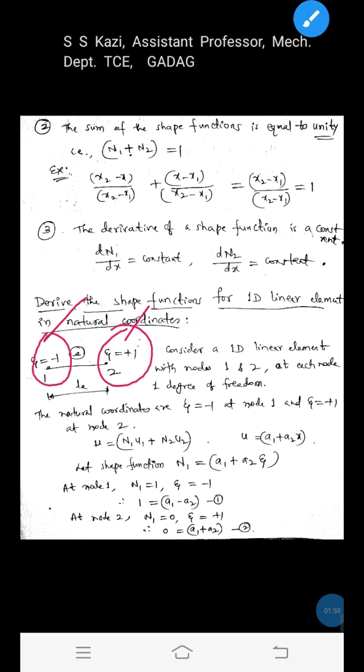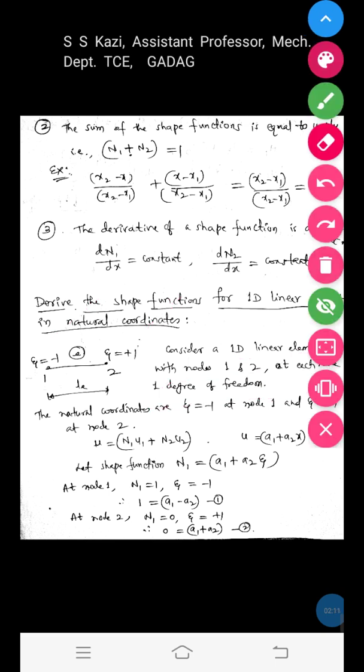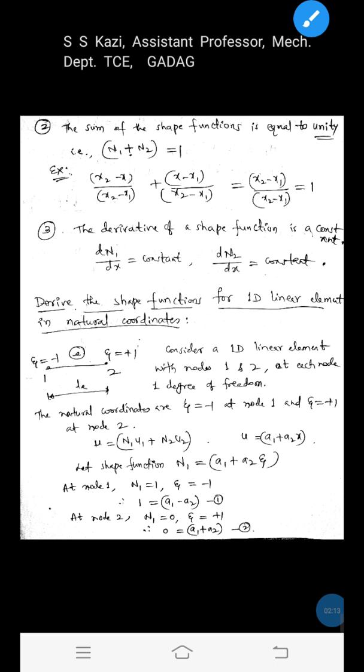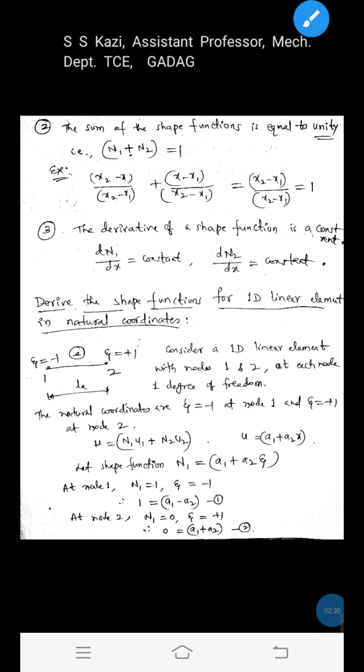Once you write the coordinate values, consider the 1D linear element with two nodes 1 and 2, with 1 degree of freedom at each node, that is, each node is free to displace only along one direction, the zeta direction or x direction. The natural coordinates are zeta equal to -1 at node 1 and +1 at node 2. Also we know that the displacement can be written as u is equal to N1 u1 plus N2 u2, where N1 and N2 are the shape functions. Now how do we derive N1 and N2?